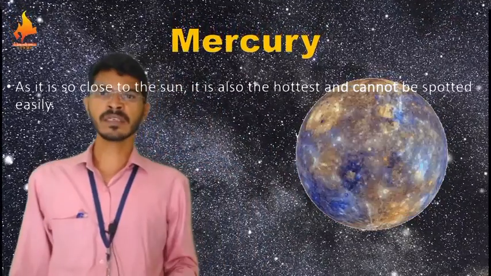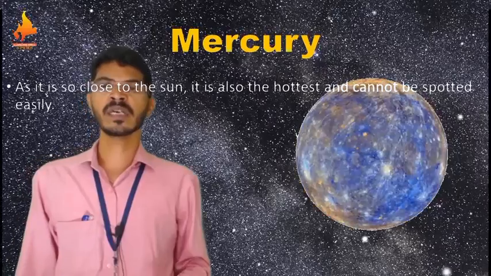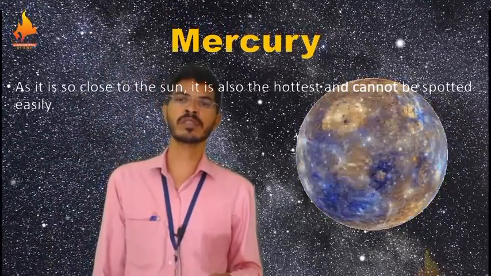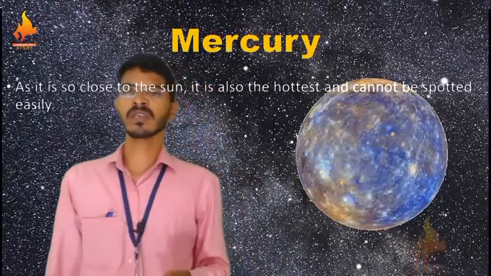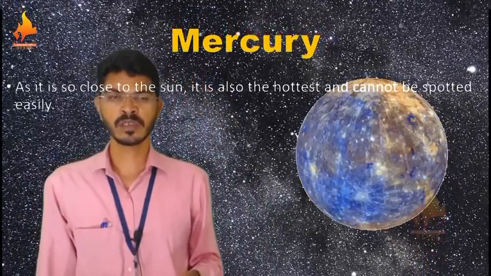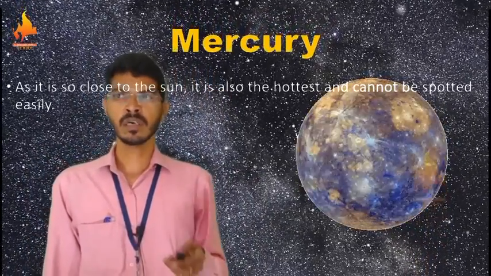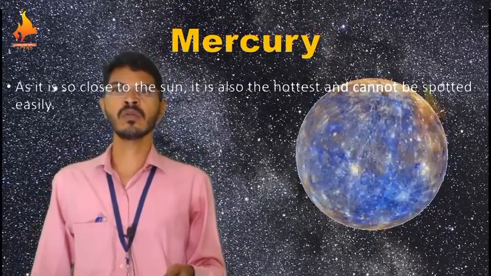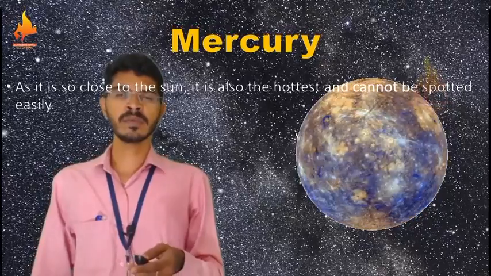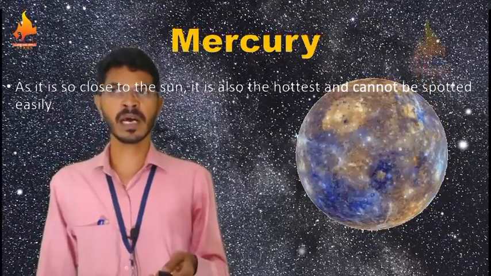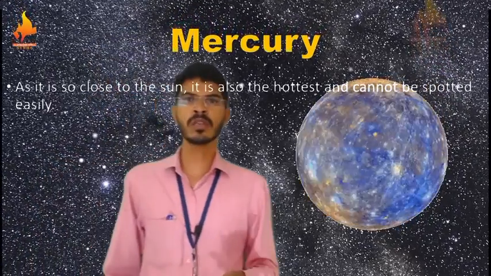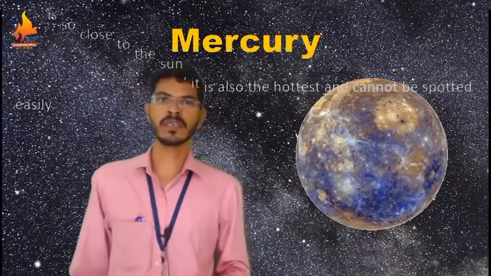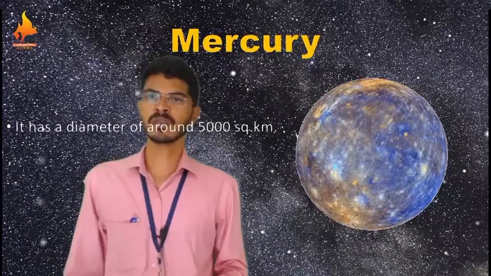And as it is the closest one to the sun, it happens to be one of the hottest planets. And one thing is that it cannot be spotted during any time of the day or night. Even at twilight, it cannot be spotted through the naked eye as it is very close to the sun. And one more fact is that as it is very small, it cannot be spotted. Because of these two reasons, it becomes very difficult.